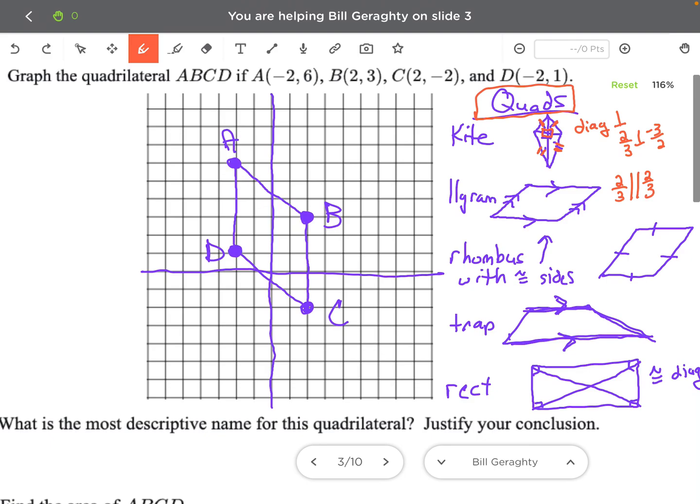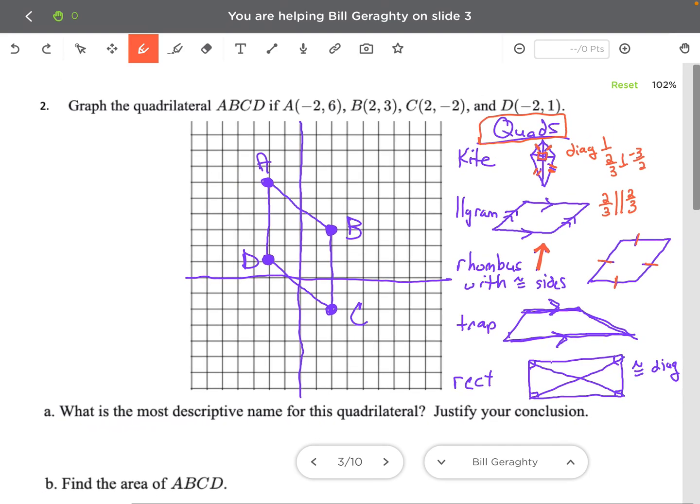Now a rhombus is a parallelogram. That's why there's an angle drawn up here. A rhombus is just more specific because it has 4 congruent sides. So to prove something's a rhombus, you want to first look and see if it's a parallelogram. And then if it's a parallelogram, you then have to check to see if the sides are congruent to each other. In other words, they have the same length.